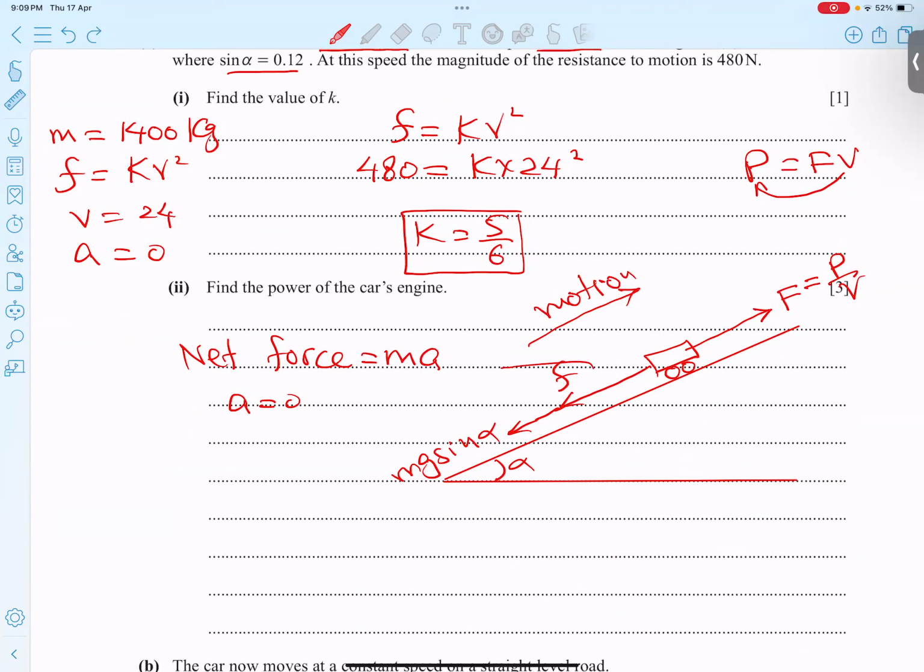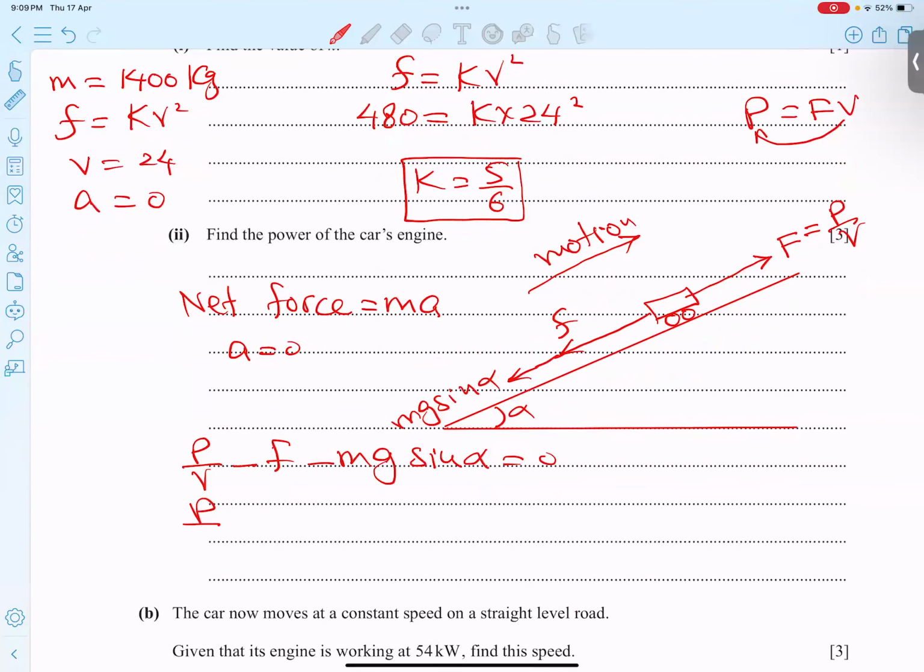Make sure, some students by mistake apply from here. No, you have to apply where the particle is moving. So I'm writing from here P over V minus friction, which is kv squared, minus mg sine alpha is equal to 0. Now power is unknown, speed is 24, friction is kv squared, K is 5 over 6, so I write 5 over 6 times 24 squared. Or I can use the friction force 480 also, no problem at all. Same thing.